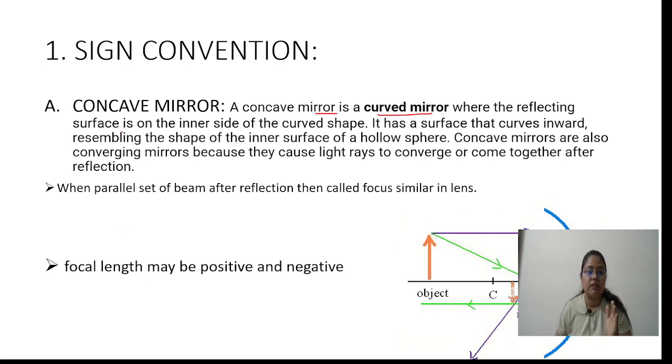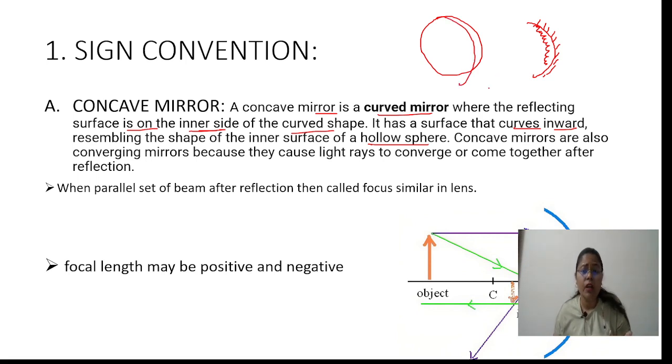Second, where is the reflecting surface? It is on the inner side; the inner side is reflecting. That curved surface is called the concave mirror. The surface curves inward, and there is a polish on the other side. Light reflecting on this side is called the concave mirror. It resembles the shape of the inner surface of a hollow sphere, because it is a part of that surface cut like that, which makes the concave mirror.